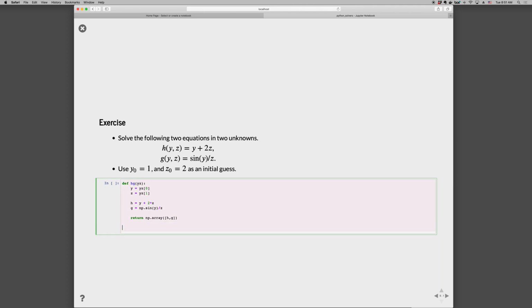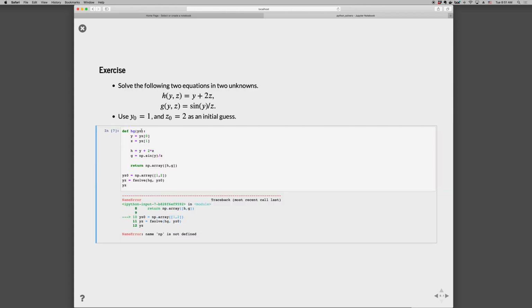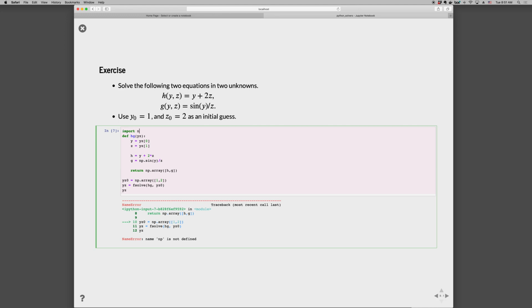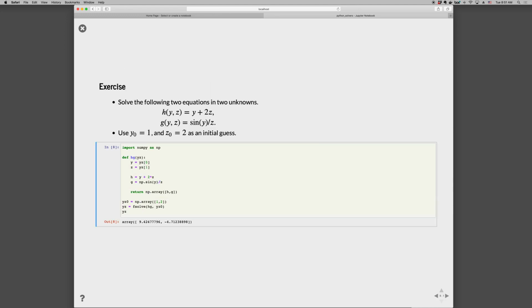Okay, and then we can give ourselves an array of initial guesses. So we'll go yz0 is np.array of 1 and 2, and then our solution yz equals fsolve, give it the function hg and the initial guess yz0, and oops, I don't have np, so import numpy as np. Okay, and we get these two values as our solutions.